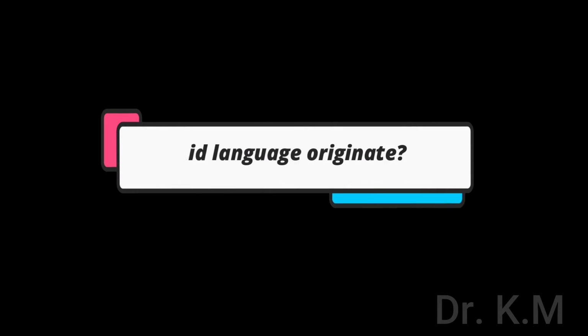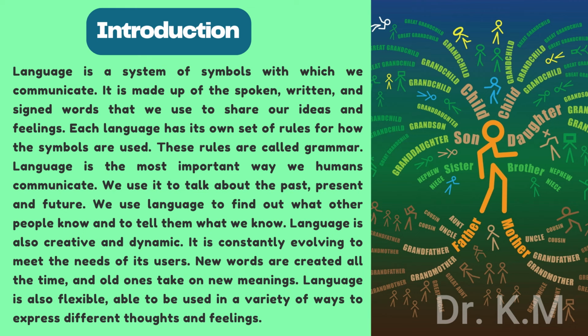So, let's begin with this question. How did language originate? Language is a system of symbols with which we communicate. It is made up of the spoken, written, and signed words that we use to share our ideas and feelings. Each language has its own set of rules for how the symbols are used. These rules are called grammar.